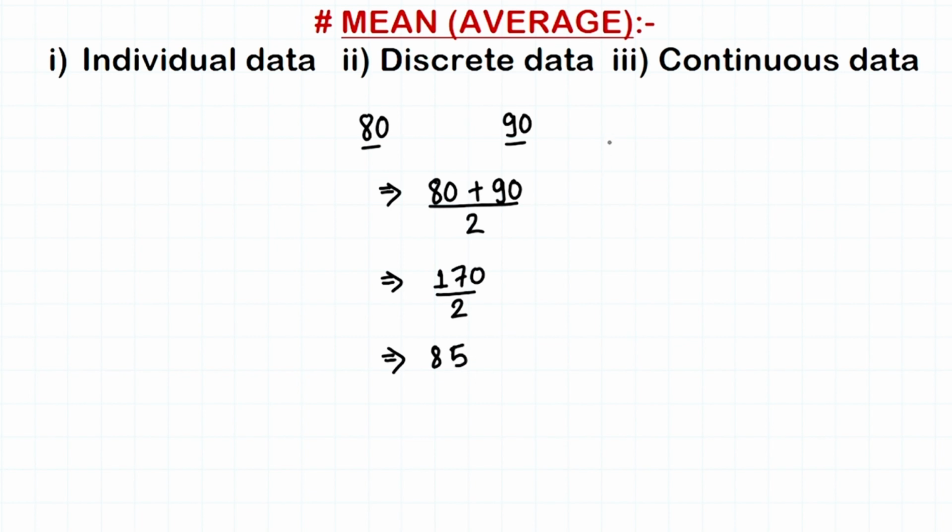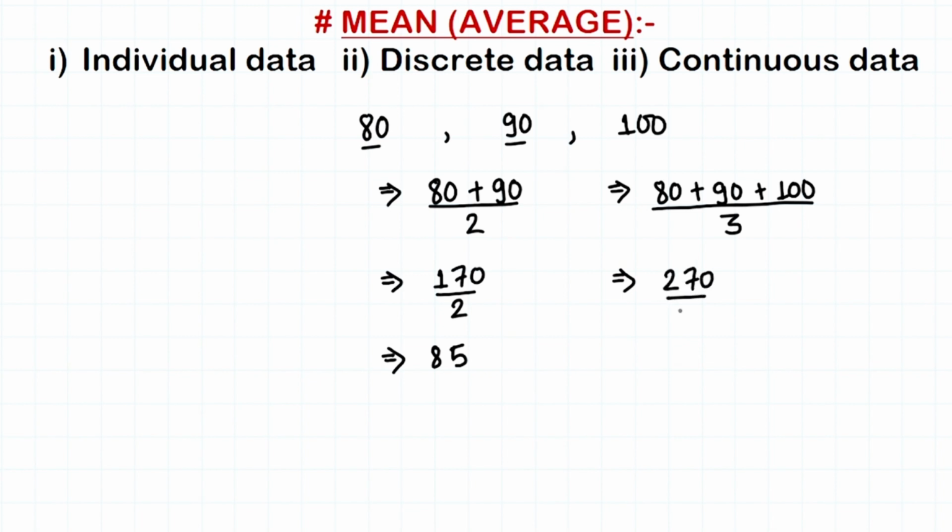So if you are looking at one more subject, let's say you got 100 marks in your English exam, then we would have three subjects. And to find the average, again, we would add these 3 marks, which is going to be 80 plus 90 plus 100. And when we divide it, we have to divide it by 3 because now there are 3 subjects, right? And when we add these 3 marks, we would get 270 divided by 3, which is going to be 90. So if you had 3 subjects, then your average marks would be 90.